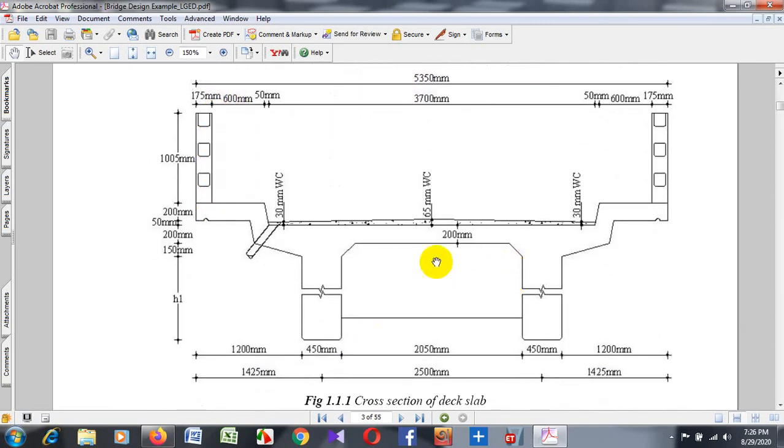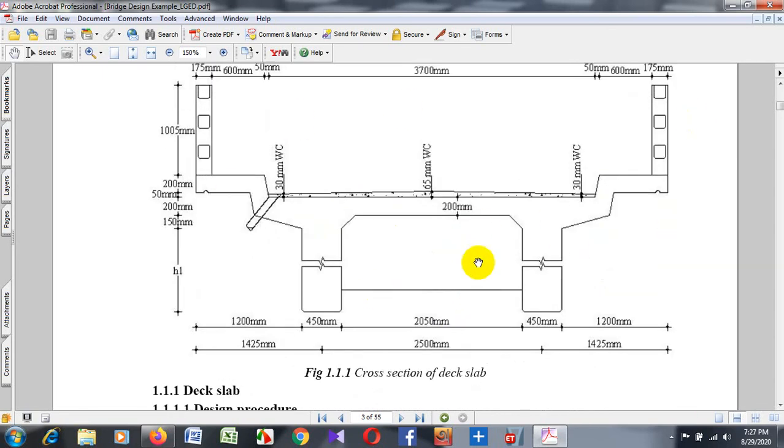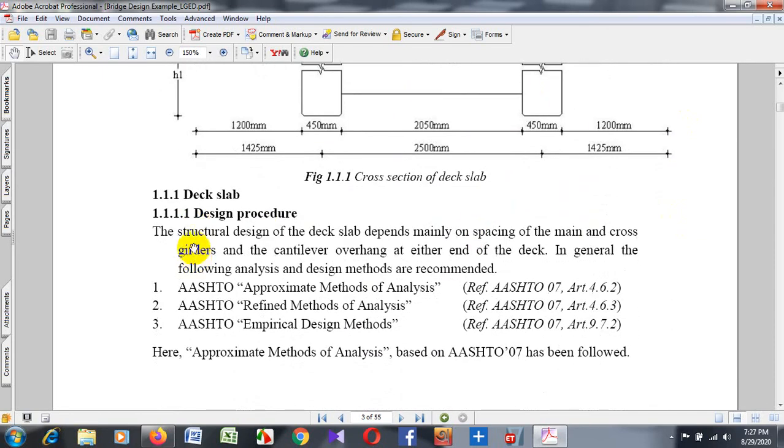And now this is the arrangement of the bridge. These are the supporting elements of the bridge. These are the footways. This is the main carriageway of the bridge. Thickness of slab is 200 millimeter. This is the cross section of the deck slab, and the deck slab design procedure.